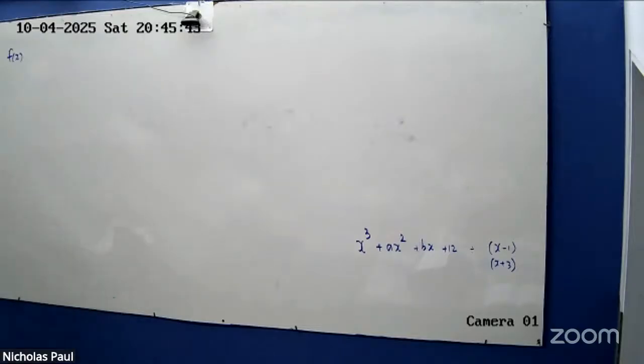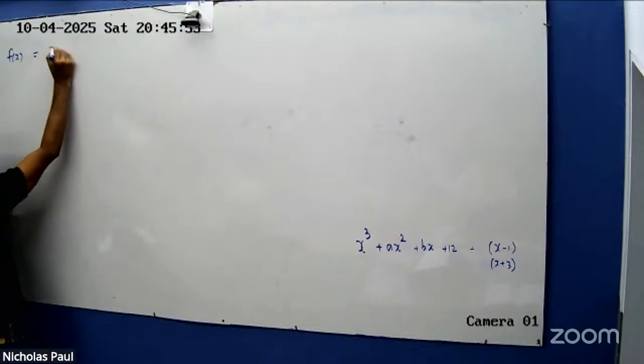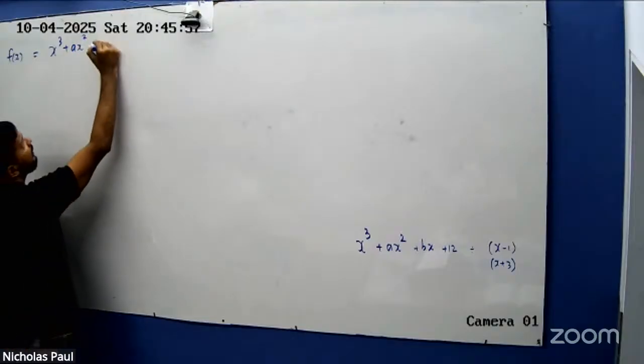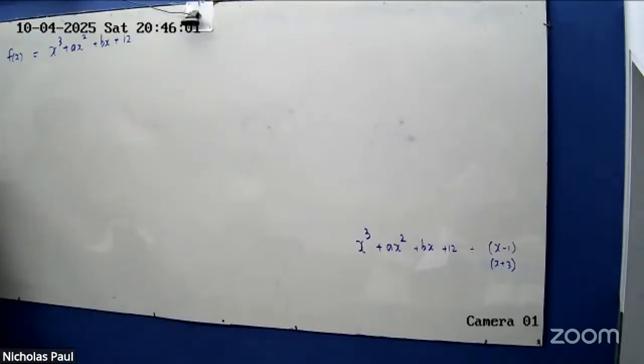Right, and now underline it. So you should have underlined the expression, which is f of x is equal to x cubed plus ax squared plus bx plus 12. Don't have that? Next, it said divisible by what? x minus 1 and x plus 3.